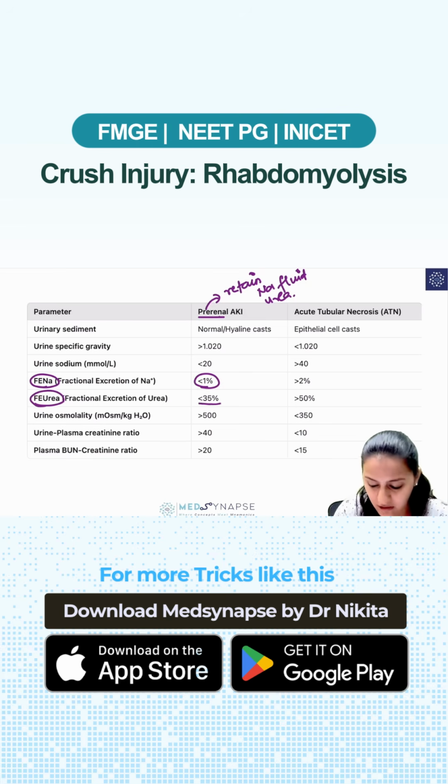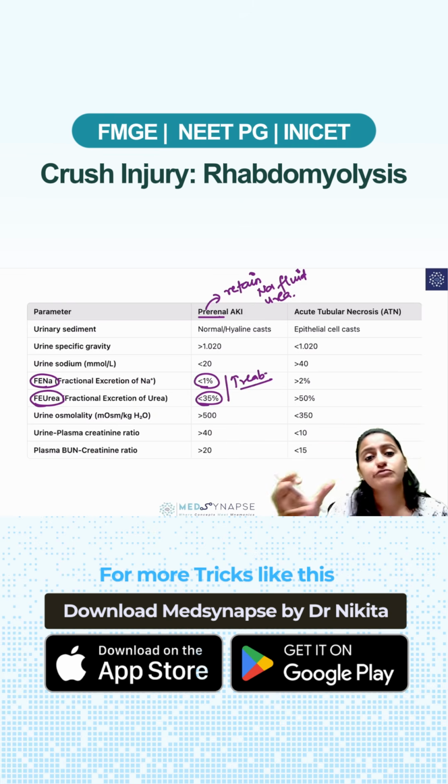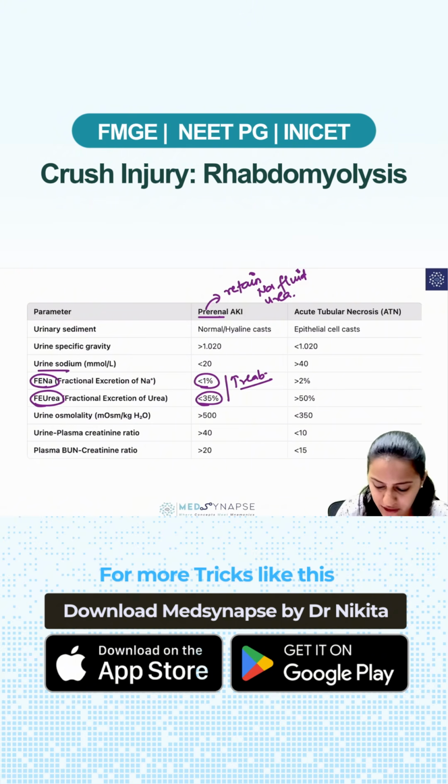Similarly, Fe urea, or excretion of urea, is going to be less. There is increased reabsorption that you see here for sodium and urea. Okay, both of them. Right, clear with everyone? So, the urine sodium is also going to be less. So, how is the urine specific gravity? We are retaining the fluid and everything here. So, the urine is going to be concentrated urine.